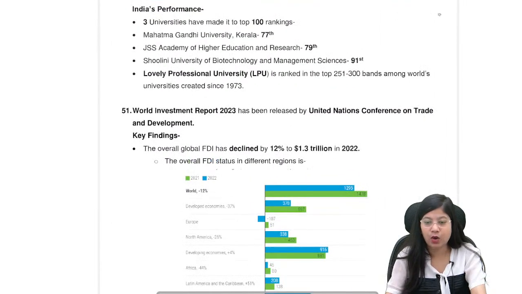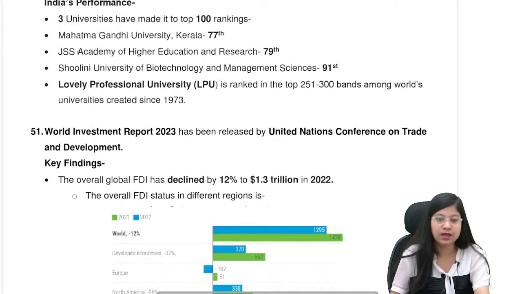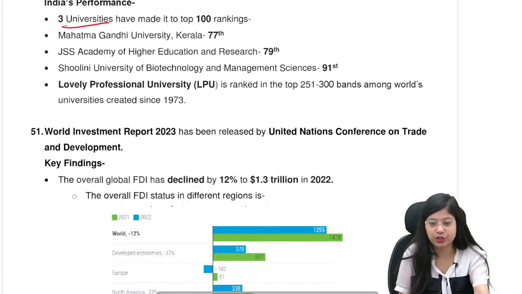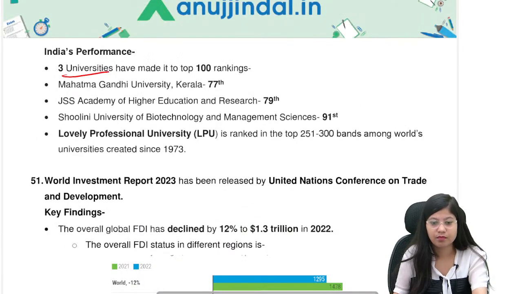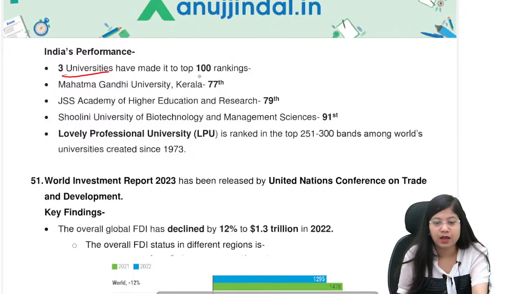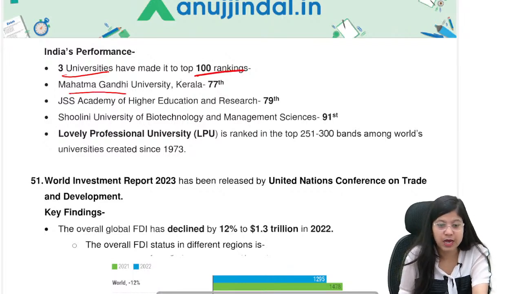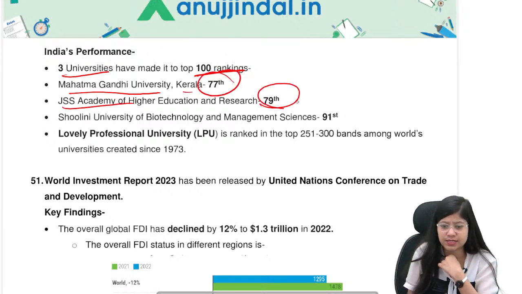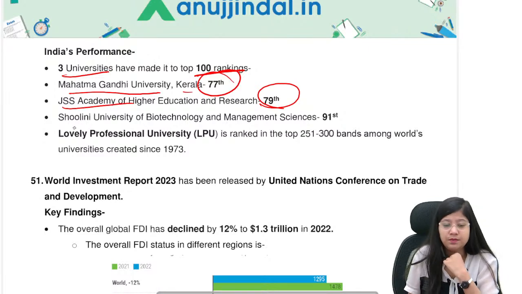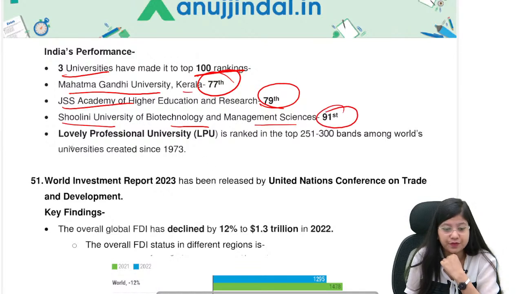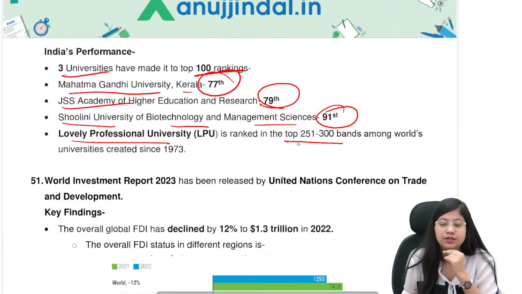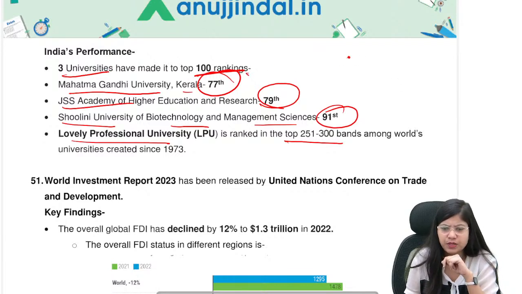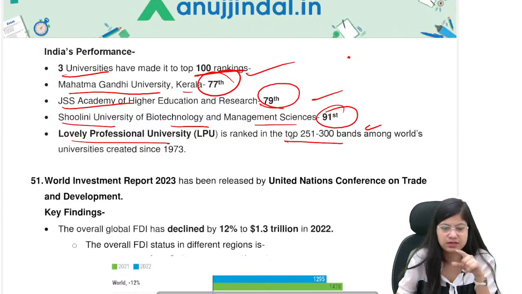Now let's see how our India has performed on the ranking. So 3 universities have made it to the top 100 rankings. Mahatma Gandhi University in Kerala at the 77th position. JSS Academy of Higher Education and Research at 79th position. Shoolini University of Biotechnology and Management Studies at 91st position. Lovely Professional University is ranked in the 251 to 300 range. So these are the top 3 that you need to remember. Apart from this, this is not important.